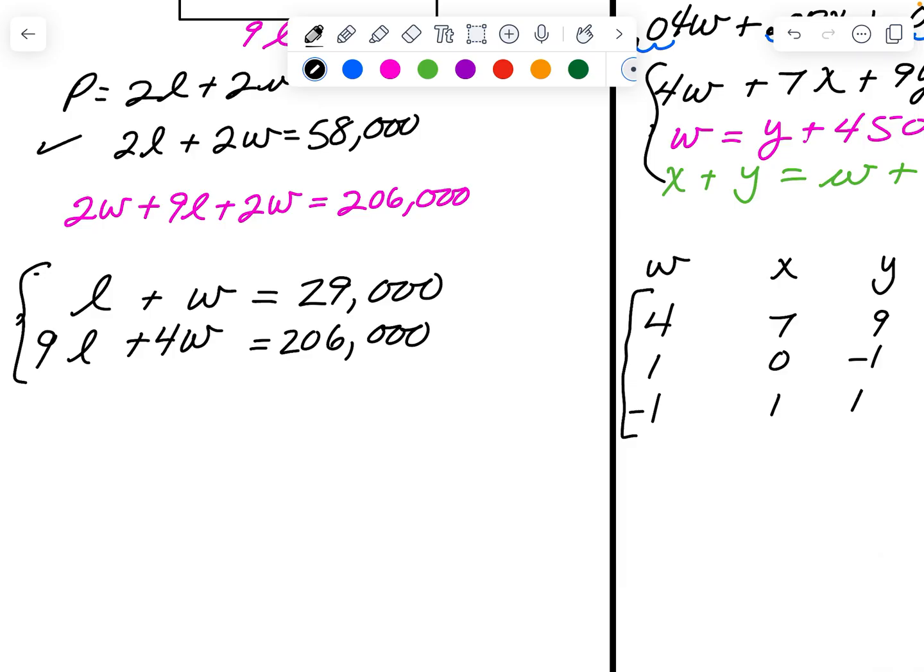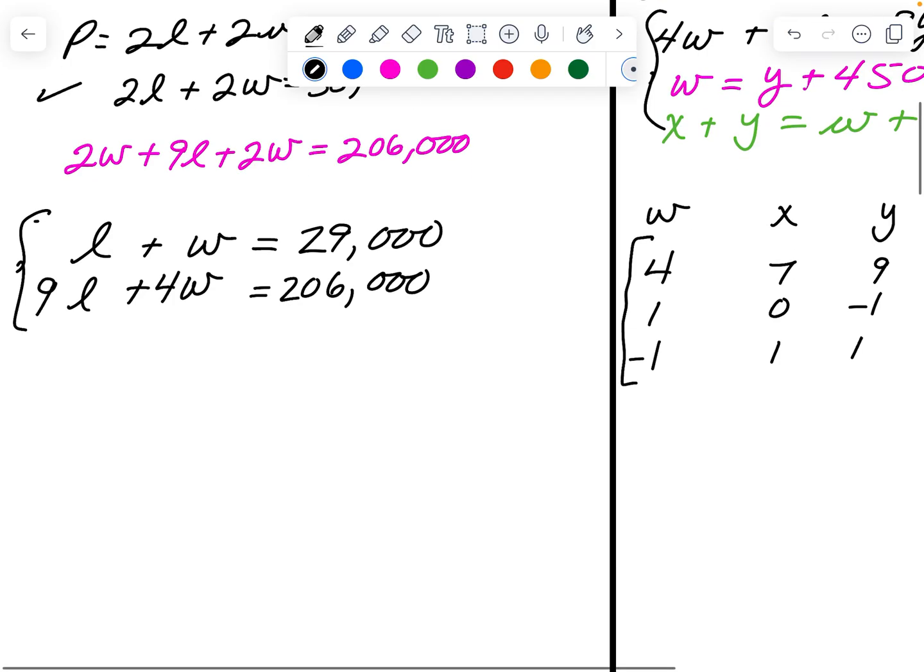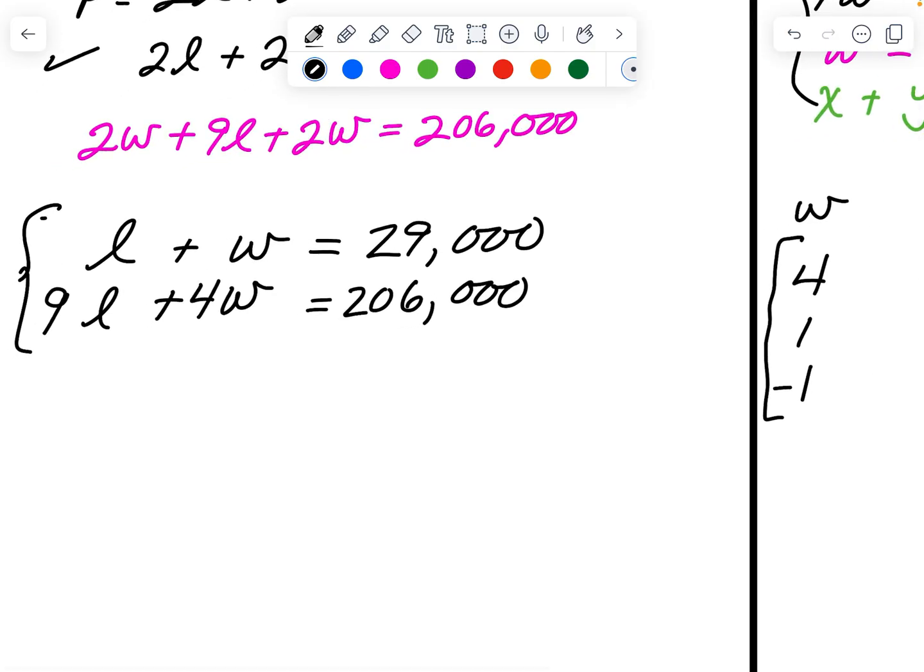So on this one, friends, I would probably do this by hand. It'd be faster than using a matrix. I would multiply this probably by negative 4. And when I do that, oh, actually, you know what? Just because we can, let's just set it up as an augmented matrix, just for practice. So there we go.